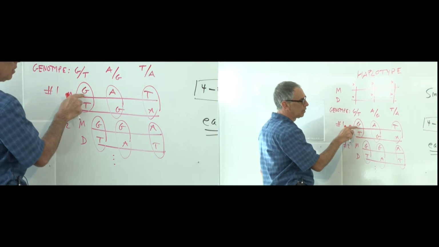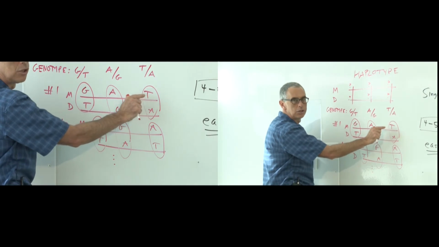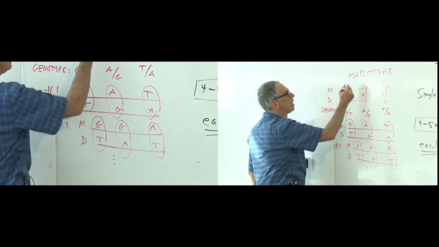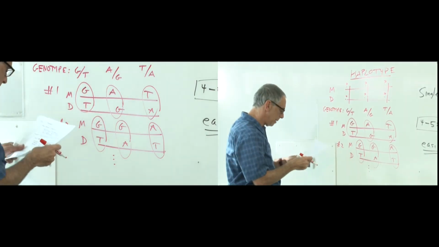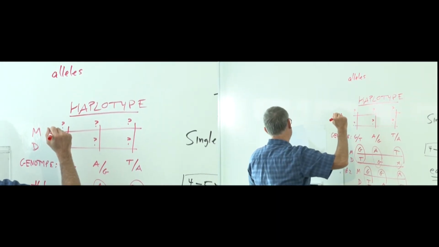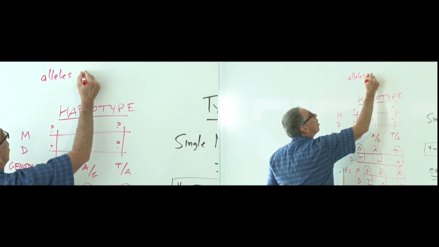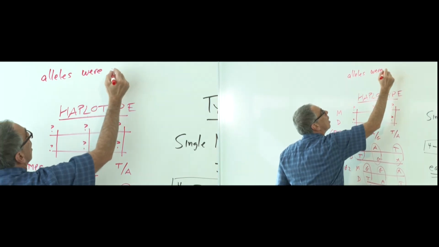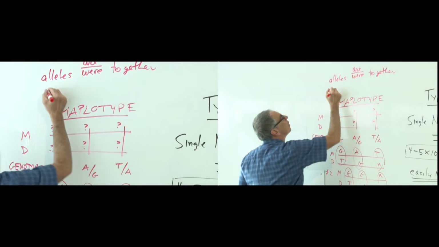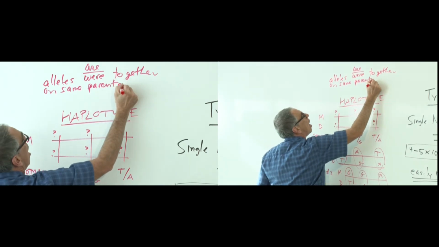The detailed identification of which alleles occur on the same genome or chromosome, so these are on chromosomes, and one chromosome is from mom, one is from dad, is haplotype. So just to define haplotype, it's the alleles that were together on the same parental chromosome.